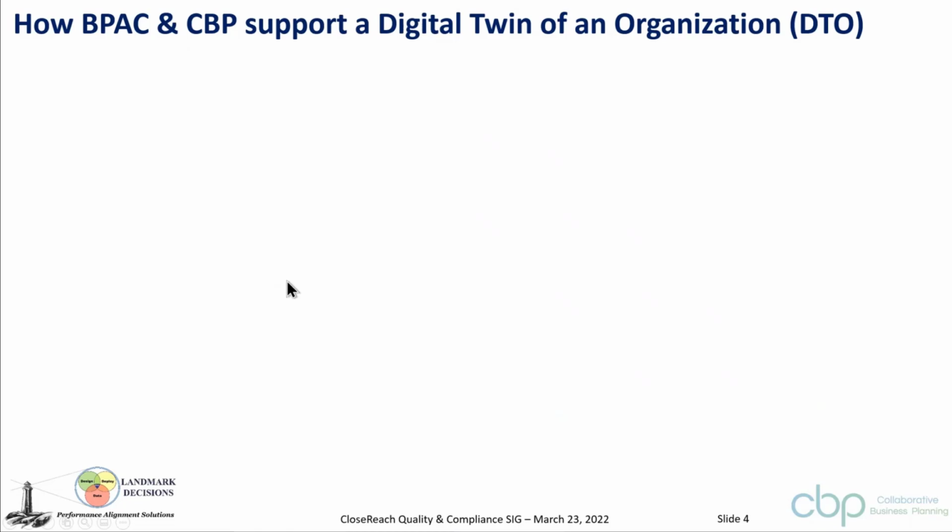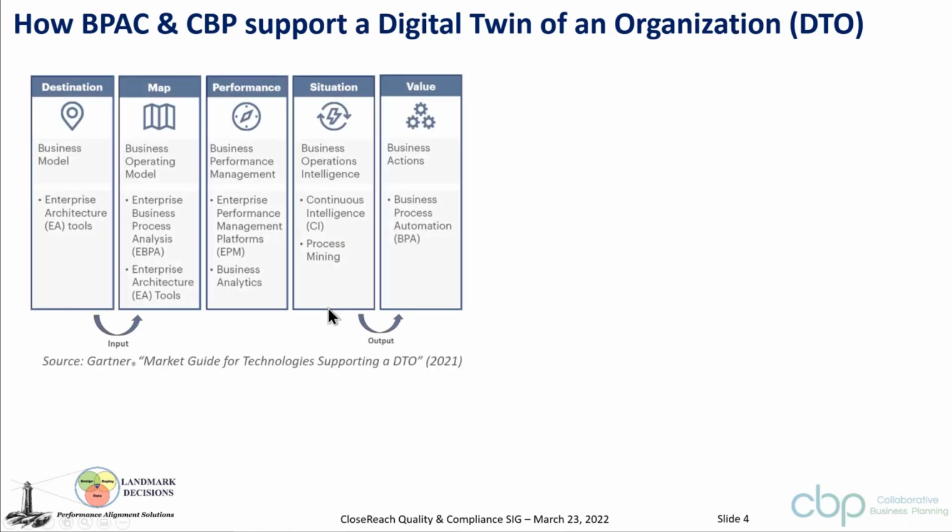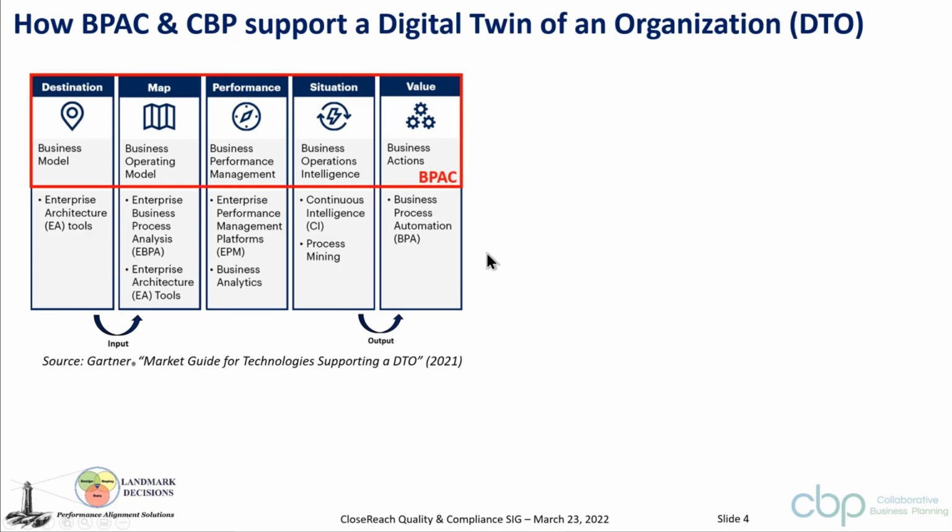In that report that Gartner had about the market technologies, they position DTO coming across these five different domains. So you have your destination, that's your roadmap, your future state and goals. Your map is how you're going to get there, your current processes. You measure those processes and be aware of the situations, where the roadblocks, where the obstacles are going to occur in your journey. This is very much a travel analogy. And then the value. What business decisions are you making with this information to drive value for your customers? So BPAC as a methodology cuts across all five of those components.